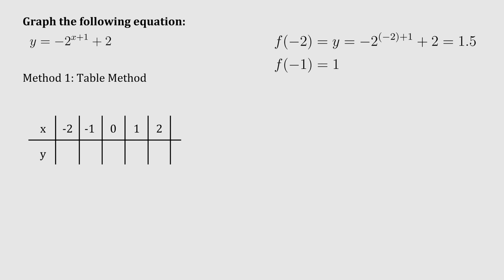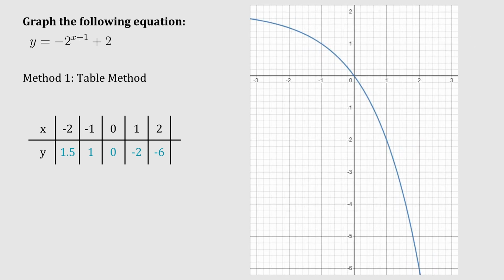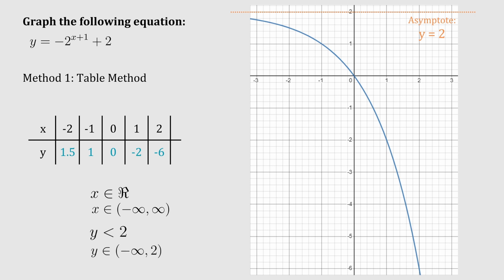When your x is negative 1, then y is 1. When your x is 0, your y is also 0. When x is 1, then your y is negative 2. And lastly, when your x is 2, then your y is negative 6. Put all of these calculated values into your table, and now you have your coordinates for your graph. Plot these points and draw a curve to match. Don't forget about your asymptote. The plus 2 in the equation means that the asymptote will be at y equals 2. The domain is all real numbers because x can be anything, and your range is less than 2 because y can be anything as long as it's less than 2.